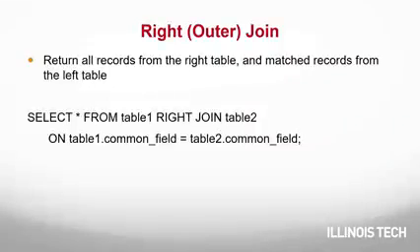In the same way as we can do left outer joins, we can do right outer joins. As you might expect, the syntax is identical. We just use the word right instead of left. So select from table 1, right join table 2 on the condition of table 1 field equals table 2 field.